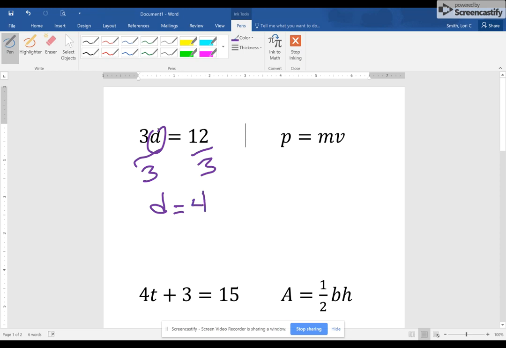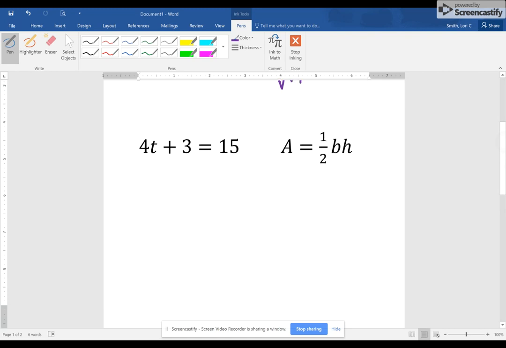Here's our one-step literal equation, P equals mv, and we would like to solve for V. In order to solve for V, we need to divide each side by m. This gives us the solution P over m equals V.